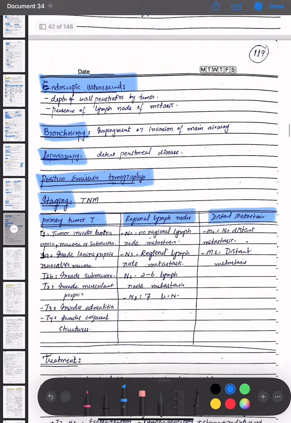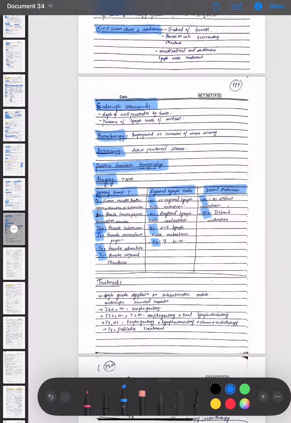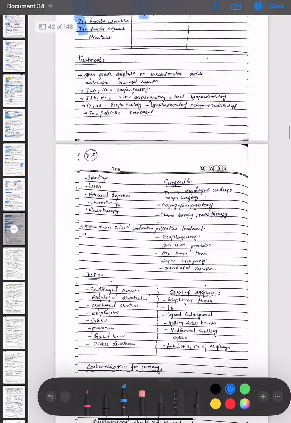So how is staging done? T1 is a tumor which invades lamina propria, muscularis mucosa or submucosa. T1a invades lamina propria and muscularis mucosa. T1b invades submucosa. T2 invades muscularis propria. T3 invades adventitia and T4 invades adjacent structures. For regional lymph nodes, N0 means no regional lymph nodes are involved. In N1, 1 to 2 regional lymph node metastases are involved. In N2, 3 to 6 lymph nodes have metastasis. In N3, more than 6 lymph nodes are involved. In distant metastasis, M0 is no distant metastasis, while in M1 distant metastasis is involved. So this is the staging for carcinoma of the esophagus.